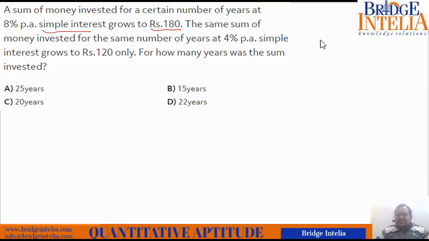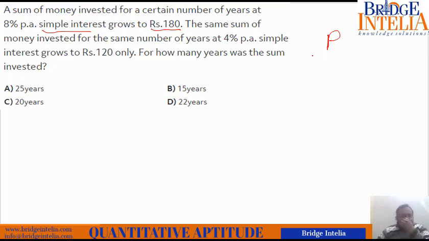So what is the sum? We don't know. Be careful, it is written here 4% simple interest grows to. What does this mean? Money growing to? Growing to means total amount, not only the interest. If I say that my money grew to double, that means I am talking about the total amount. So let the original amount be equal to P.